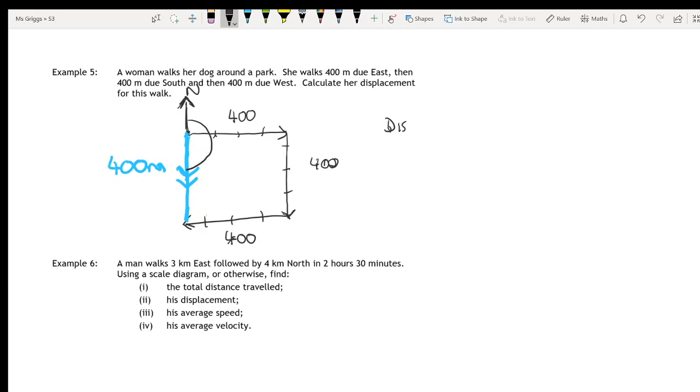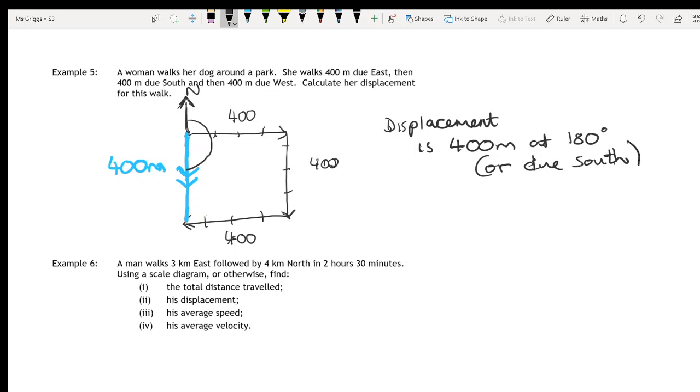Displacement is 400 meters at 180 degrees or due south. Because due south is a bearing of 180 degrees from north.